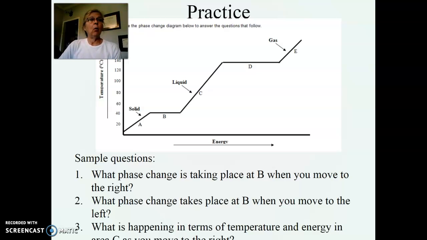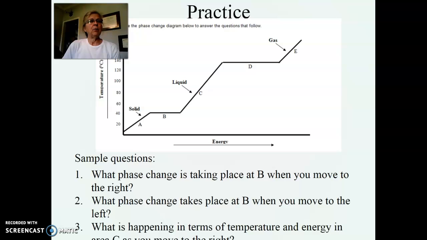So we want to know what phase change is taking place at B when you move to the right. Remember, phase changes are things like condensation, evaporation. So what is happening at B as you move to the right? In other words, as you move towards greater energy. Okay? If you said that the solid must be melting, then you are right. If we make a solid absorb energy, it is going to begin melting.